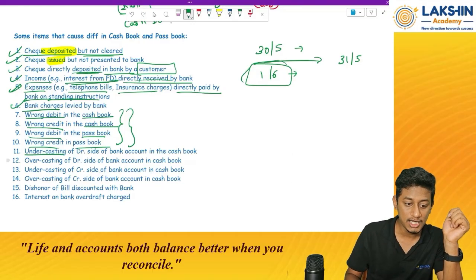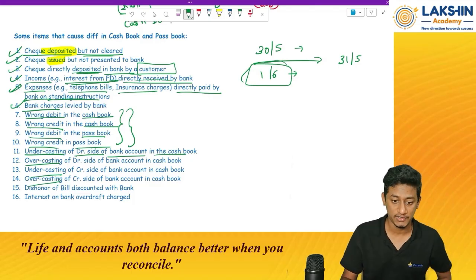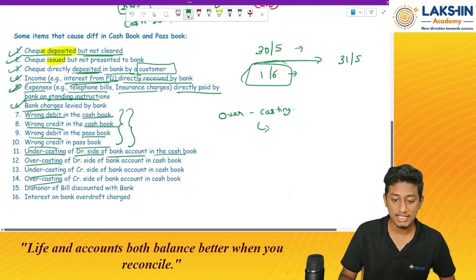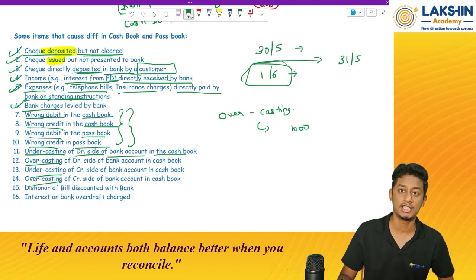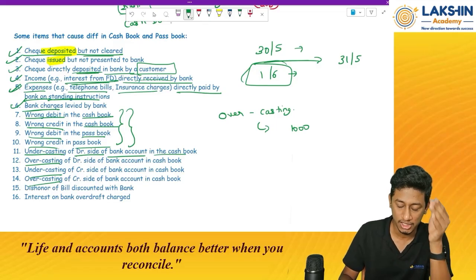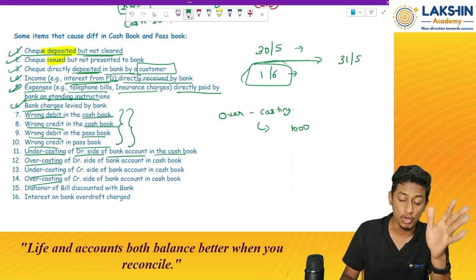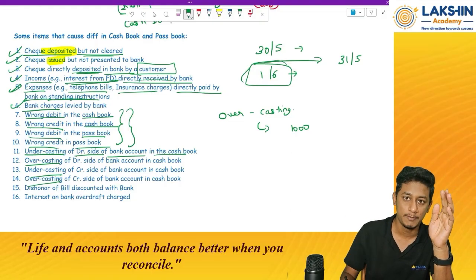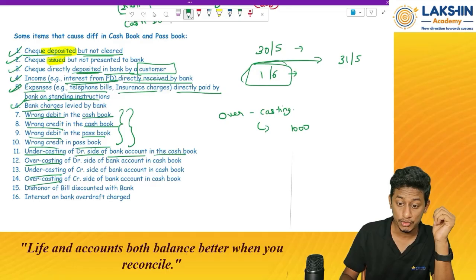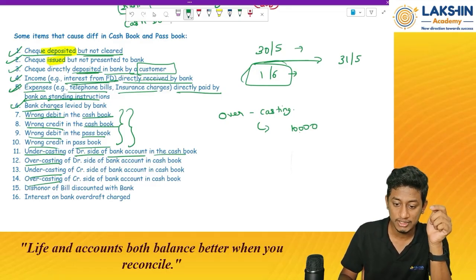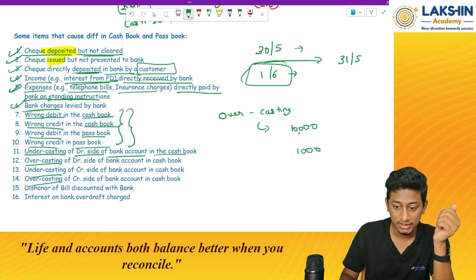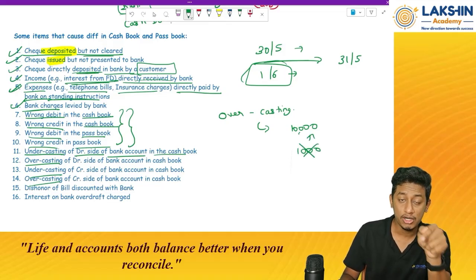Then undercasting of debit side of the bank account, overcasting, undercasting, overcasting. Let me say what it is first of all. So what does overcasting mean? Overcasting means I was supposed to write 1,000 rupees in the cash book or passbook, because overcasting or undercasting can happen in both. But generally, most of the time it happens in the cash book because bank transactions are almost automated, so it won't happen in the bank passbook. Let's say I was supposed to write 1,000, but by mistake I put one more zero extra. I was supposed to write 1,000, but I wrote 10,000. So this is called overcasting.